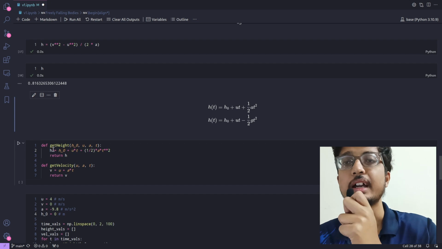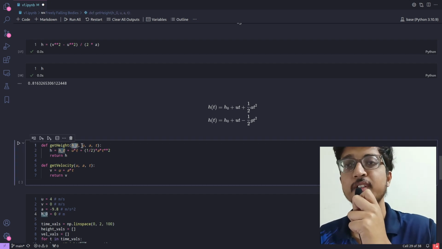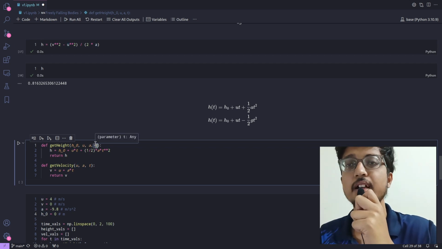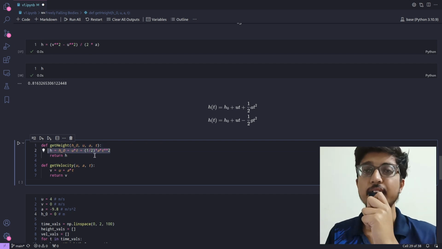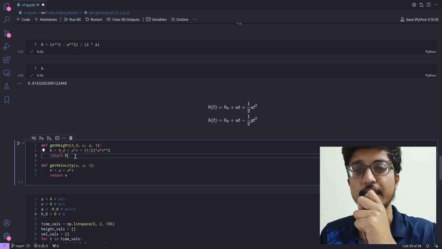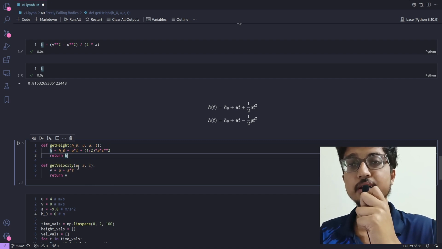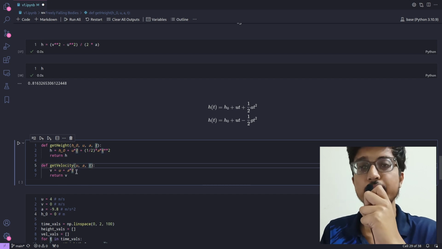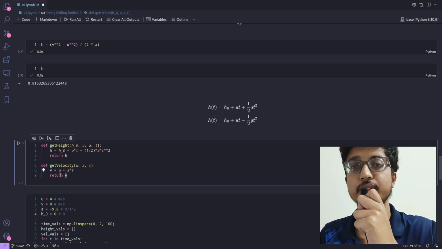So here in the getHeight function, I'm passing the initial height, the initial velocity, the acceleration, and the time value, a particular time instant, and then calculating the height here. Since I want the height value back, I am returning this height, h variable here. Similarly, I am defining the getVelocity function by passing the initial velocity, acceleration, and time, and then performing this calculation, which is from the first equation of motion, and returning the v value here.